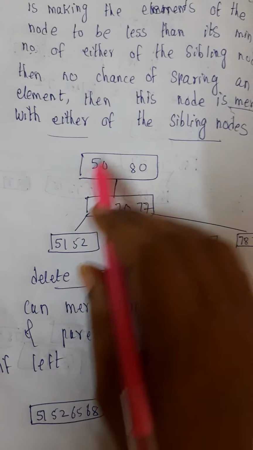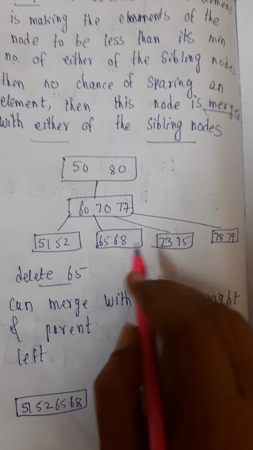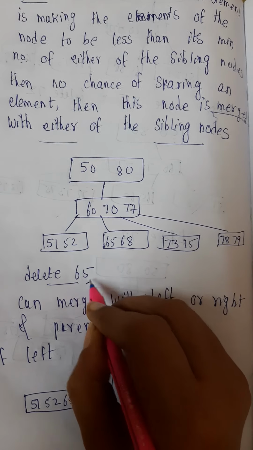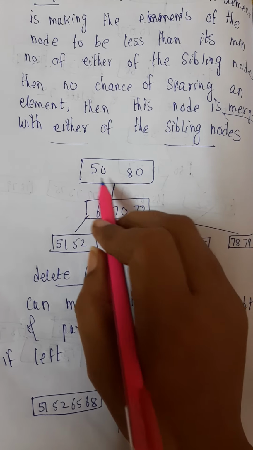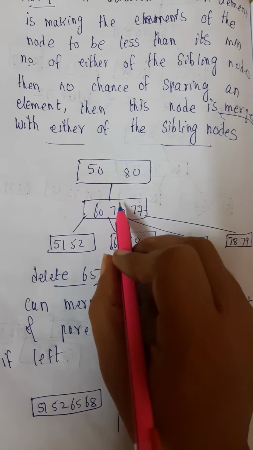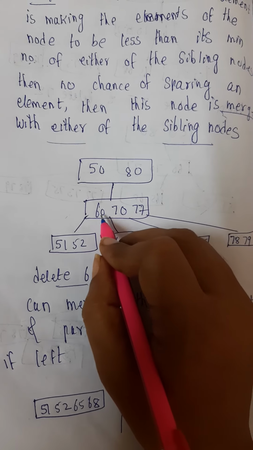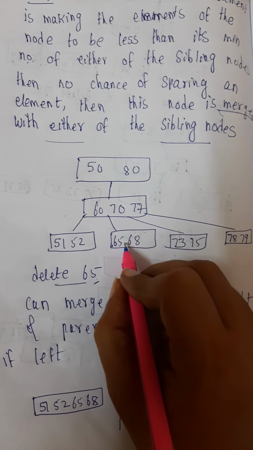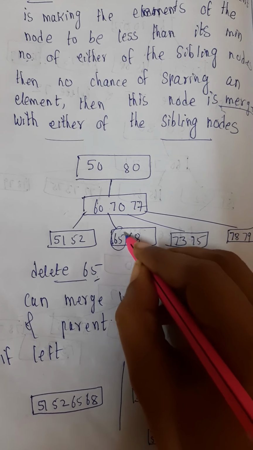So now we will check. This is one example I have taken here. Now I want to delete 65. Let us check where we have 65. So 65 is greater than 50, so it comes to the right child. 65 is greater than 60, so it comes to the right child. So here we have 65.